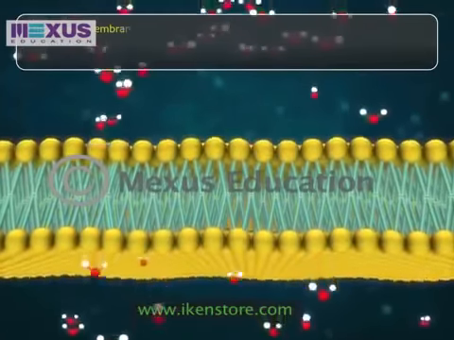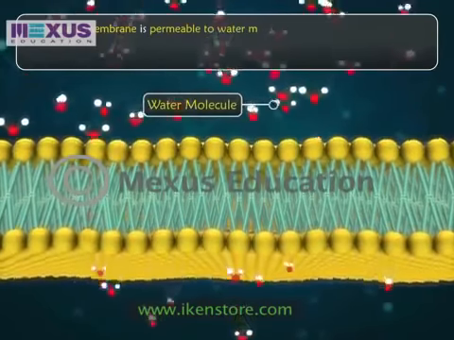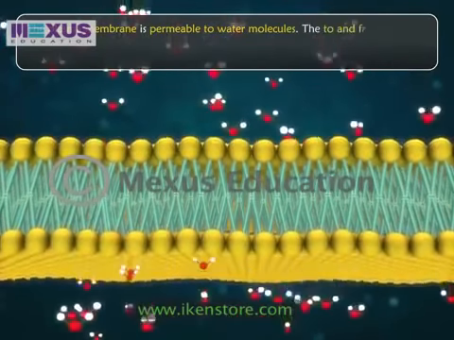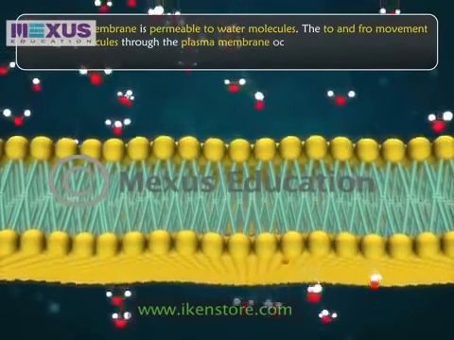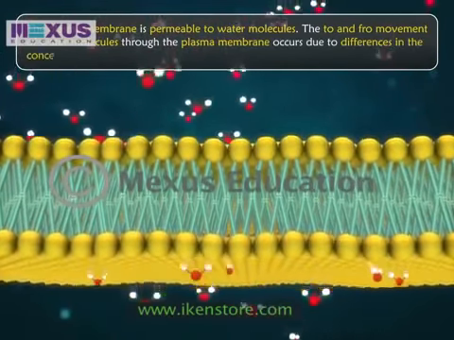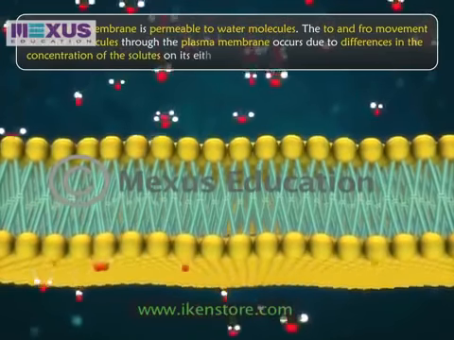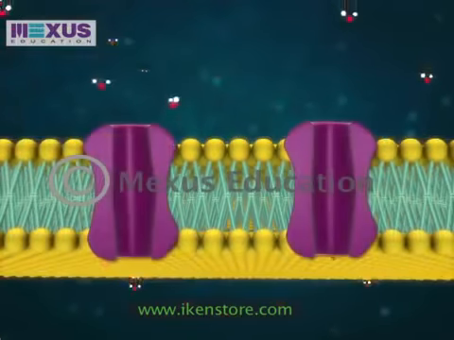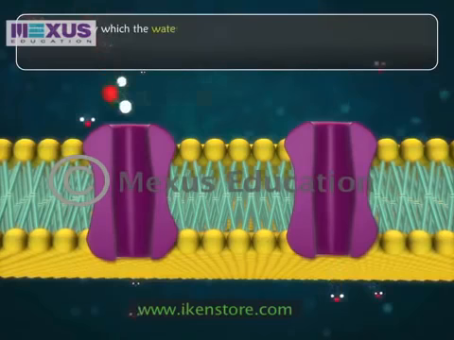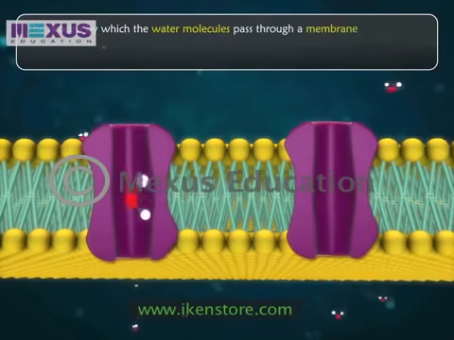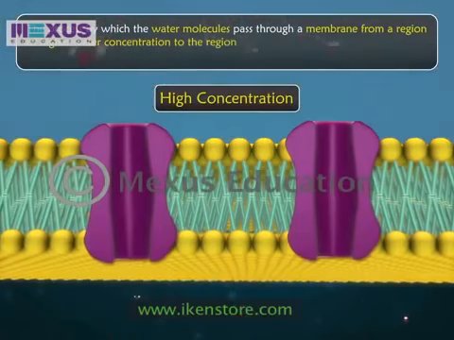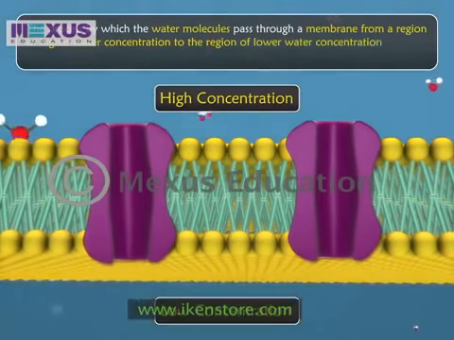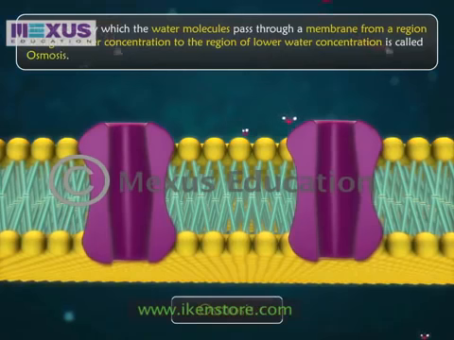The plasma membrane is permeable to water molecules. The to and fro movement of water molecules through the plasma membrane occurs due to differences in the concentration of the solutes on either side. The process by which the water molecules pass through a membrane from a region of higher water concentration to the region of lower water concentration is called osmosis.